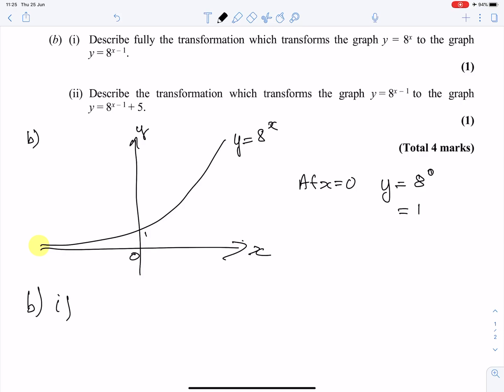B part 1. Describe fully the transformation which transforms the graph y equals 8 to the x to the graph y equals 8 to the x minus 1. So again, this is a little bit of factual knowledge. f of x mapped onto f of x plus a.